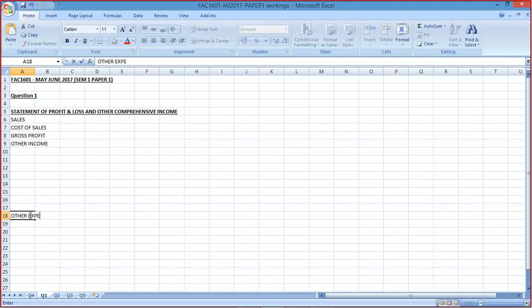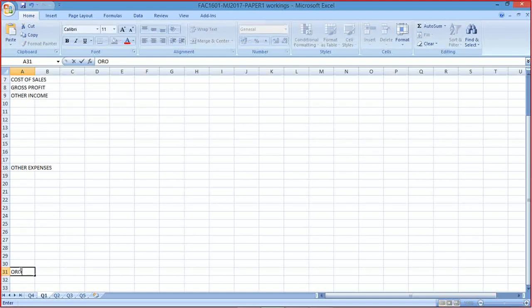I like to show it all separate. It shouldn't matter. They should still allocate marks for those line items as long as you've got them in the right places. And then we've obviously got profit for the year. Are we going to have tax for a partnership question?